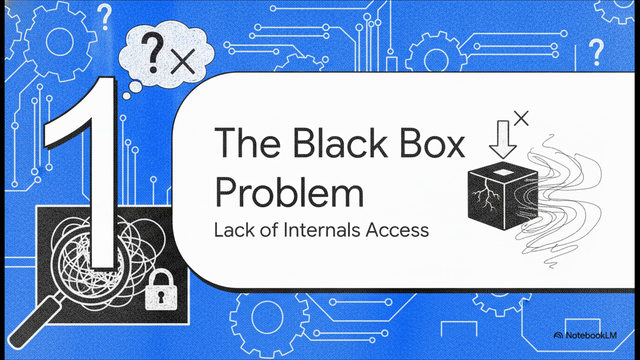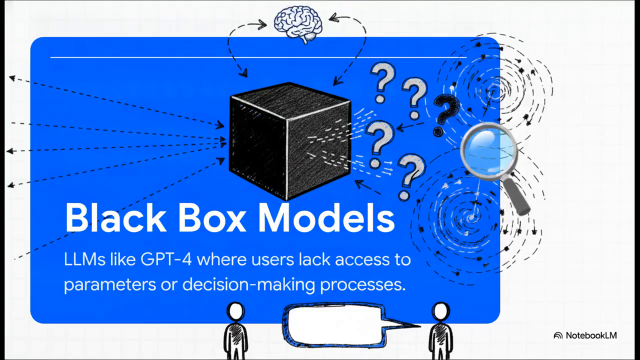Section 1, the black box problem. You see, when we use massive LLMs like GPT-4 or PaLM, they operate as what we call black box models. And what that really means is we completely lack access to their internal workings. We can't see their parameters, their tuning methods, or how they actually make decisions. We're interacting with these powerhouses totally blind, relying entirely on text prompts sent via API calls. Basically, we put text in, and we just cross our fingers and hope the right text comes out.